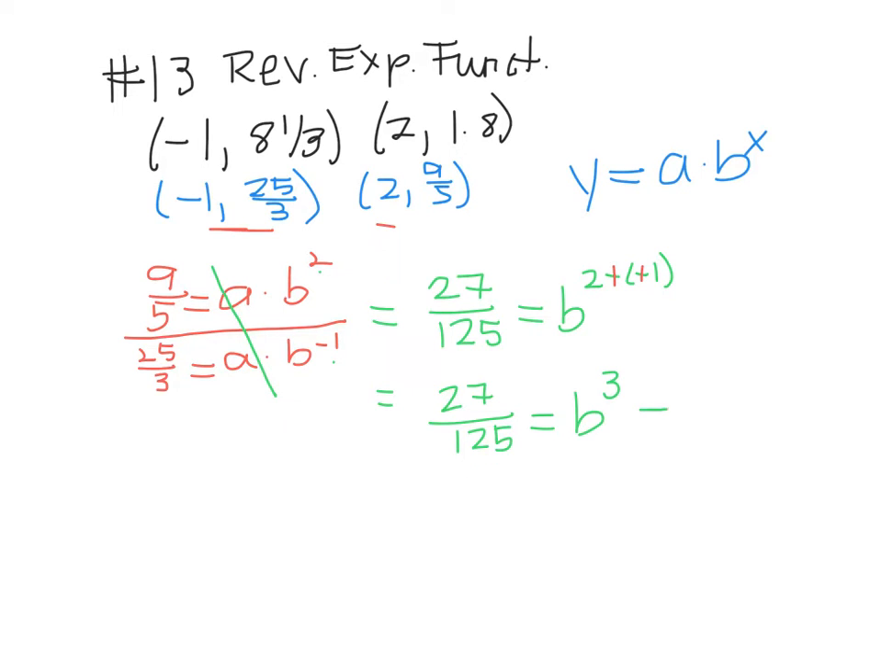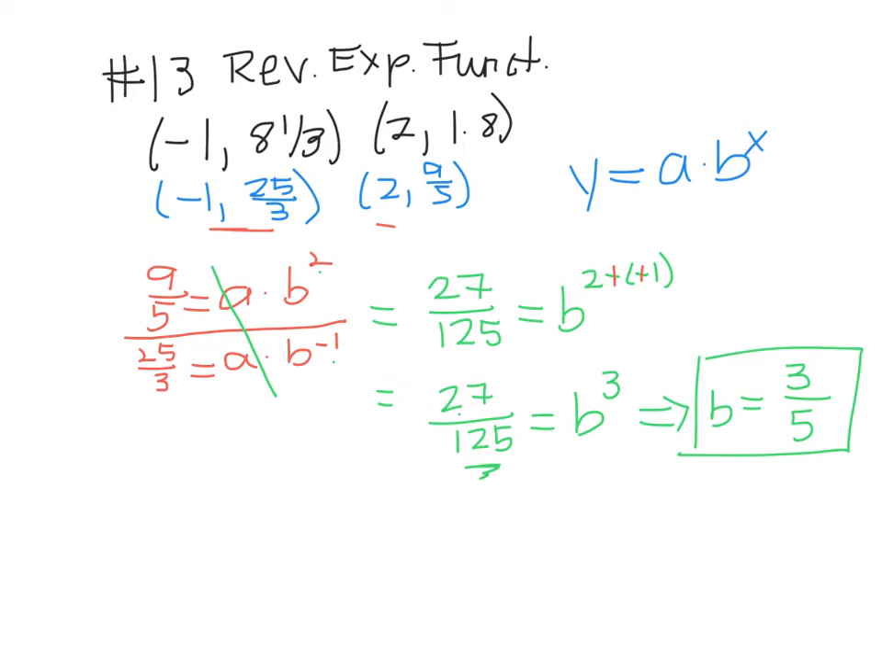So in my head, I know that if I take 3 to the 3rd power, that's going to give me 27. So that tells me that b is going to be 3, because 3 to the 3rd power will give me 27. And I'm thinking, what number to the 3rd power will give me 125? Well, that's going to be 5. So this right here is my b value.